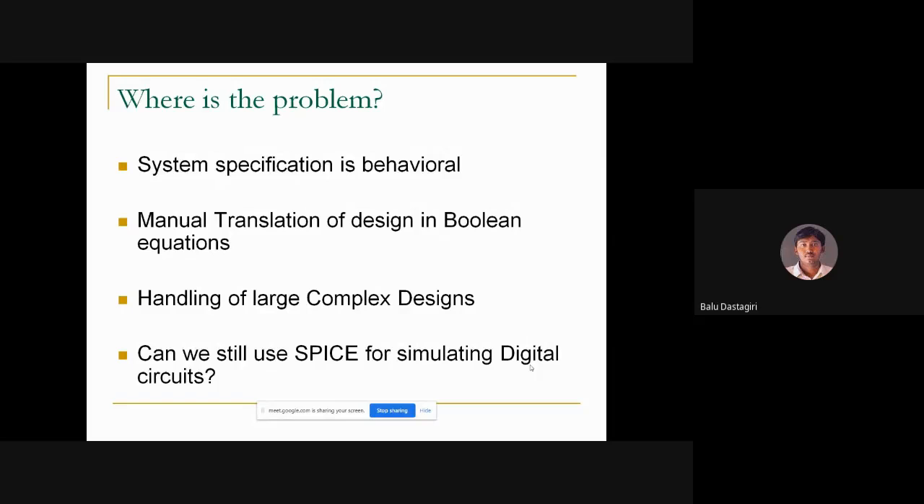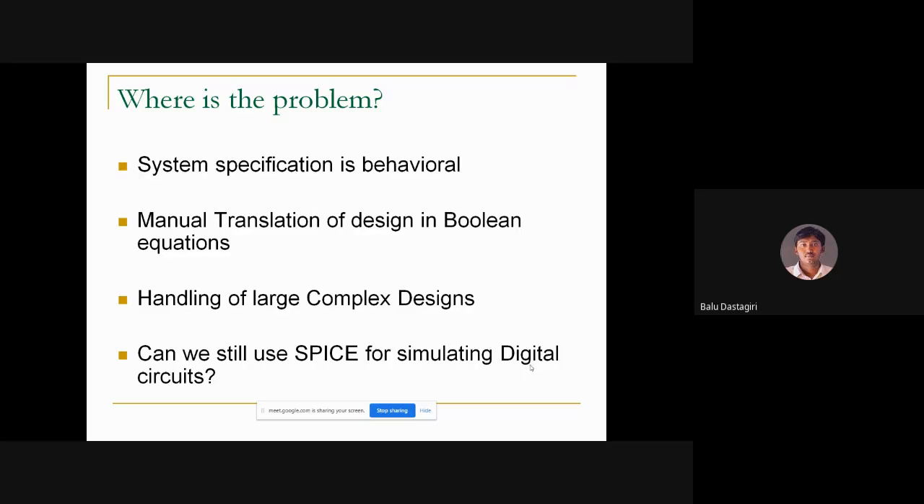The next one is the handling of large complex designs. The traditional method or manual translation of designs into Boolean equations can be done for smaller gates. But when you come to large complex designs, we cannot handle that. Why? Because as the number of gates increases, the complexity will increase.